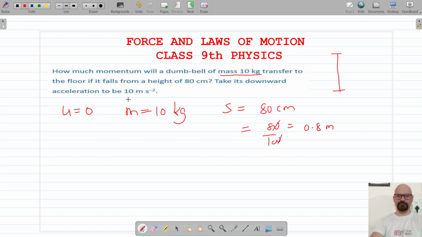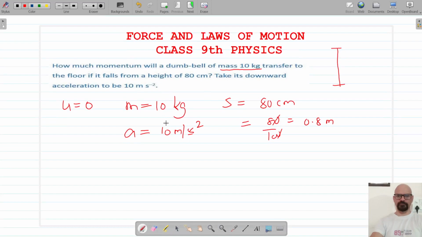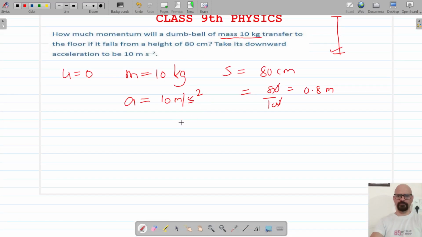Okay, and acceleration is downward. It's given that it has to be 10 meter per second square. Because we have to find the momentum, and momentum is a product of mass and velocity, that means we have to find the velocity before it touches the ground. So let's use the equations of motion. We have three equations of motion, and we are going to use the one with the distance. So v square minus u square is equal to 2as.